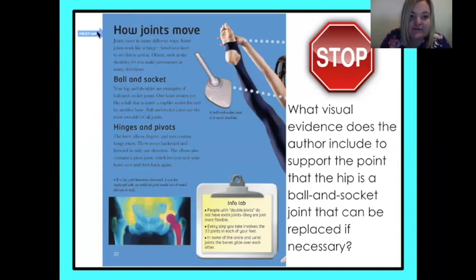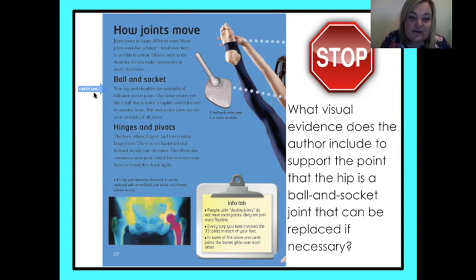Joints move in many different ways. Some joints work like a hinge. Bend your knee to see this in action. Others, such as the shoulder, let you make movements in many directions. So make sure you stop right here and use your knee and your shoulders to see how this works. Ball and socket. Your hip and shoulder are examples of ball and socket joints. One bone rotates just like a ball that is inside a cup-like socket formed by another bone. Ball and socket joints are the most movable of all joints.